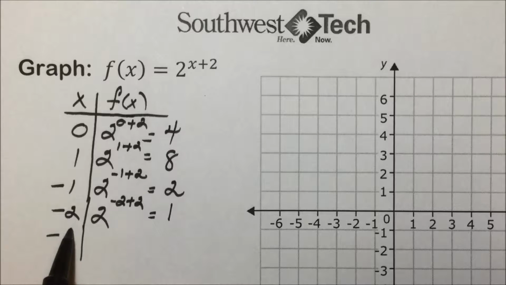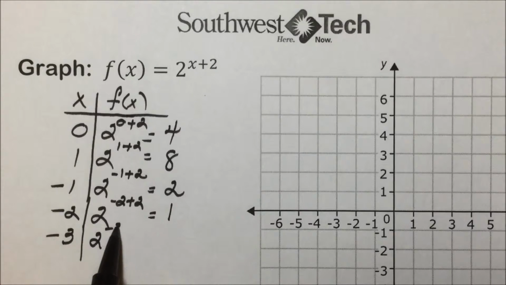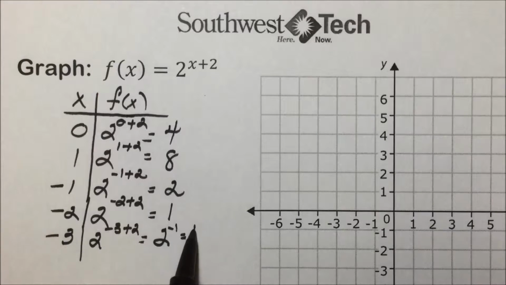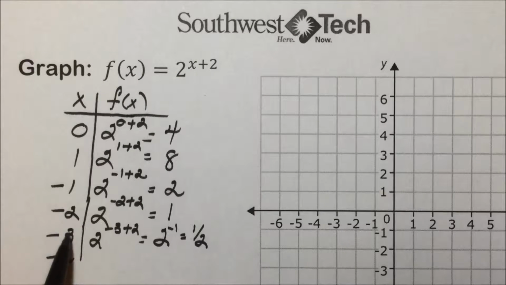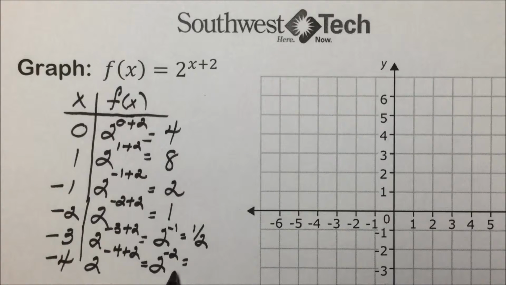Let's do just a couple more points here. x equal to -3 would be 2 to the -3 plus 2, which leaves us 2 to the -1, or 1/2 power when we take it to the denominator to eliminate that negative exponent. And one more, as our x's are decreasing, we would have 2 to the -4 plus 2 power, which leaves us with 2 to the -2. Taking that to the denominator, we end up with 1 over 2 to the second, or 1/4. As our x's decrease, we can see that's getting smaller.